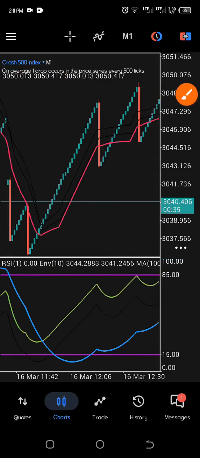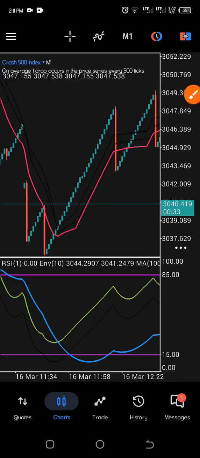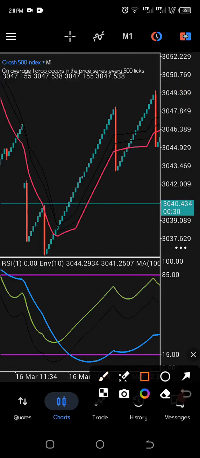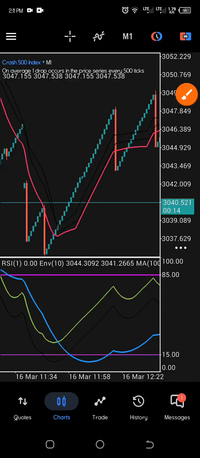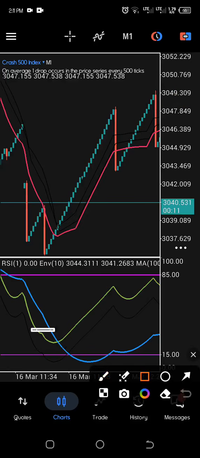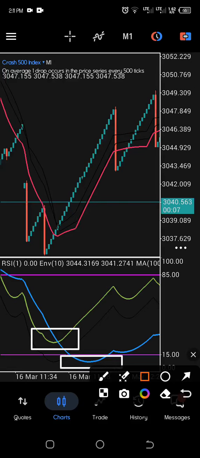The first thing we are looking out for here is that we want to see the envelope line cross above the moving average. After crossing above the moving average, remember, how you use this strategy on Crash is different from how you use it on Boom. This is how you use it on Crash. You are looking for a cross between the lines, and we are also looking for the blue line to come straight to the 15 levels.